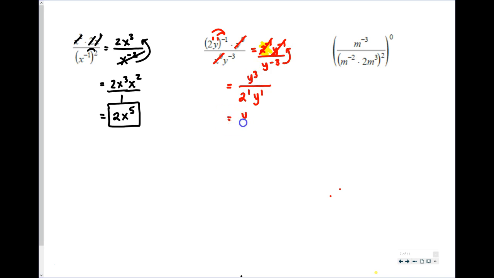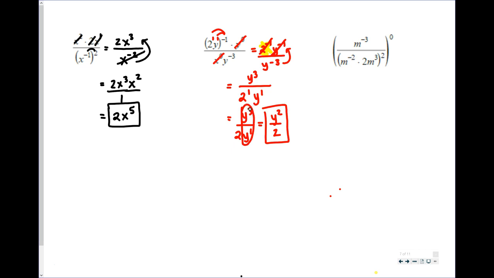And to make this look really nice, we're going to get rid of those little invisible ones. And now we can kind of see that 3 minus 1 is 2, right? So 3 minus 1 gives me 2, but the y to the third is the bigger number, so y to the 2 lives on top. Okay, because we have to simplify this thing.